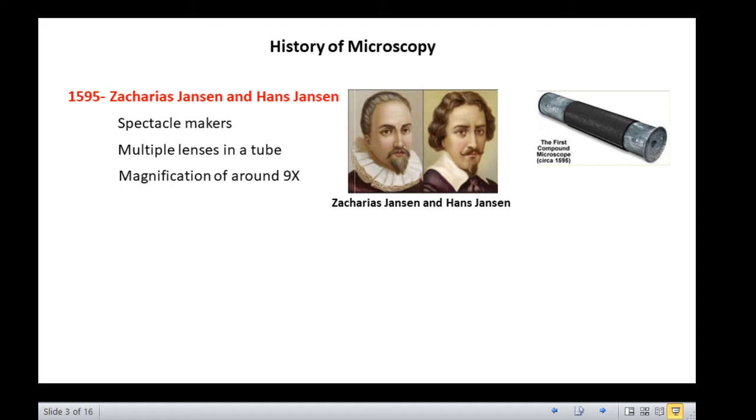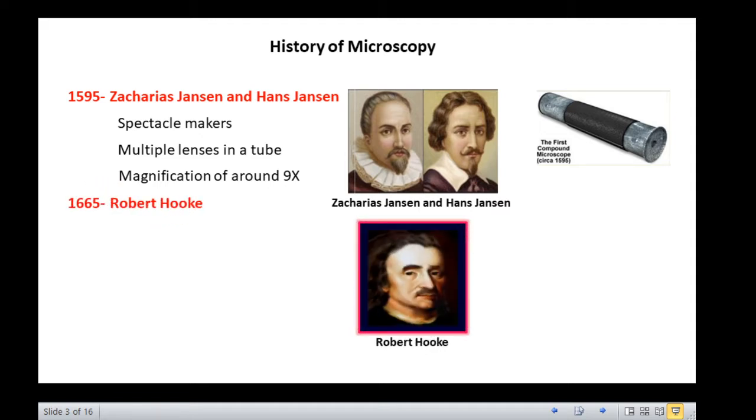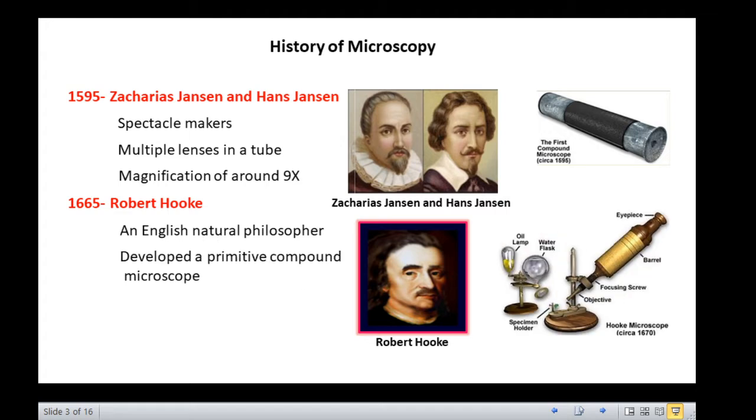Yet another pioneer in the use of the microscope was Robert Hooke. He was an English philosopher and member of the Royal Society. He developed a primitive microscope, as can be seen in this picture. He was the first person to observe cork under a microscope and coined the term cell. He published a book called Micrographia in 1665, which among other things contained drawings of over 100 specimens and described the use and benefits of the microscope.